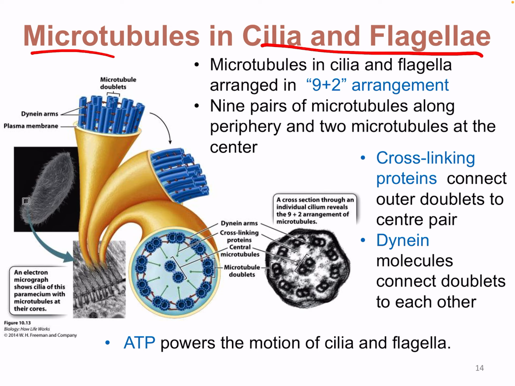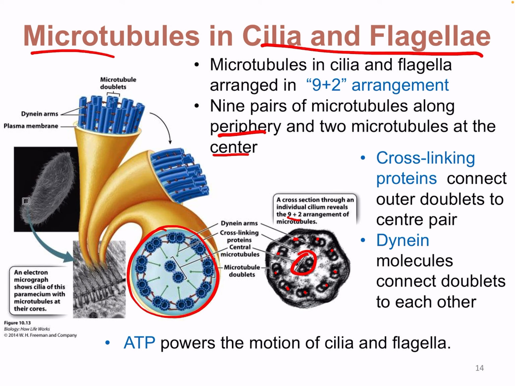So here's that 9+2 arrangement. That's what it's referring to. We can see here a cross-section through an individual cilium reveals the 9+2 arrangement. So it's got 1, 2, 3, 4, 5, 6, 7, 8, 9, plus 2 in the middle. So that's where that comes from. There are 9 pairs of microtubules along the periphery and 2 microtubules at the center.